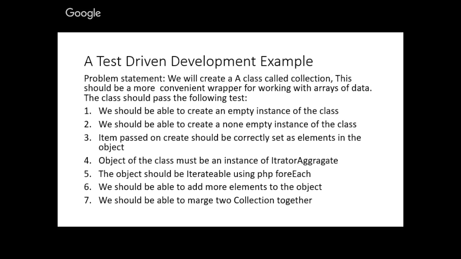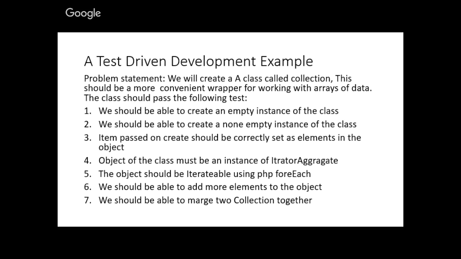After that, the object of the class must be an instance of IteratorAggregate. IteratorAggregate is an interface in PHP that allows your class to behave like an iterator, in the sense that you'll be able to loop through it. You'll be able to use foreach on it like it was an array. The object should be iterable using PHP foreach. If you are using an IteratorAggregate, there is a particular function that your class must implement so that you can use foreach on it.